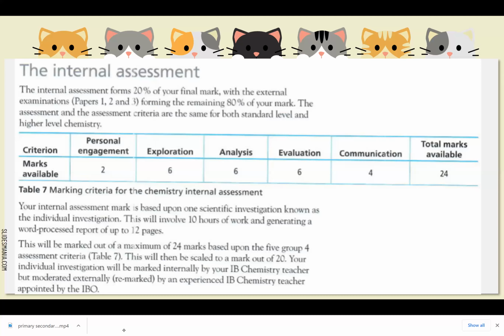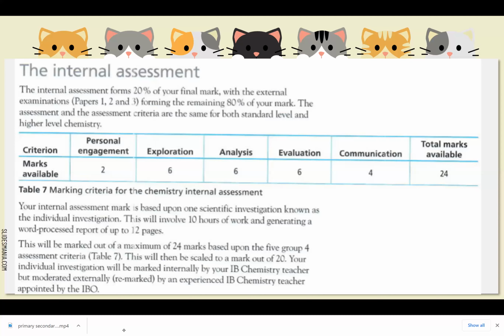Excellent. I got a question about, can I explain personal engagement more? I'm not going to here, and I'll tell you why in just a minute. That's a great question. And it tells you there, I'll grade it, and then external people are going to take some of your reports and grade them as well. Because we have a small class, they'll probably take all of you and grade them as well.